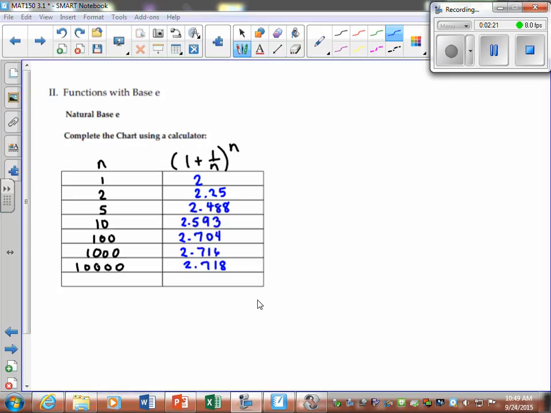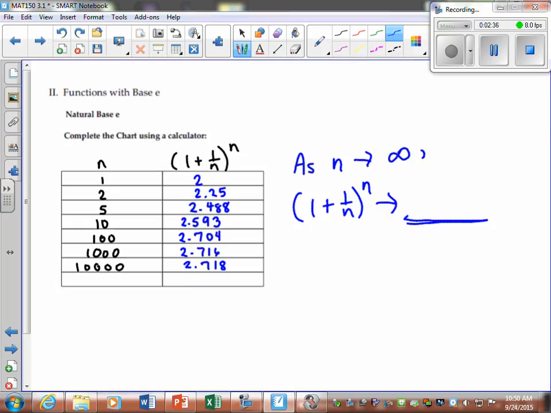Now we'd like to say, as n approaches infinity, the function 1 plus 1 over n to the nth power approaches what value? What I'm saying is n gets bigger and bigger, meaning infinity. What does this keep getting closer and closer to? We can round this and say 2.72 approximately. If I keep getting larger and larger, it's just going to keep getting closer to this, extending out to more and more decimal places.